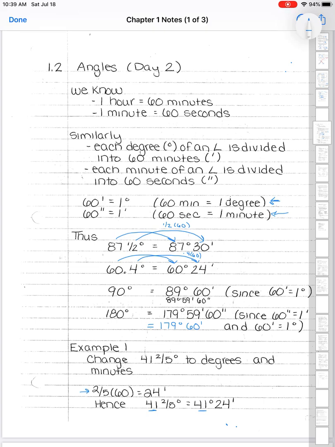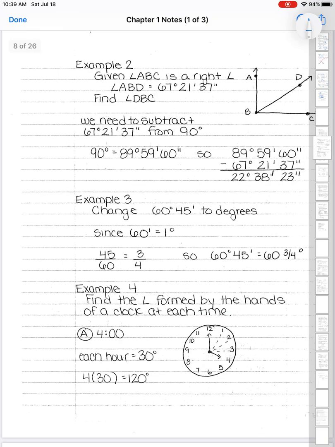So there's a couple of examples we're going to go over here. It says change 41 and 2/5 to degrees and minutes. This is just what we did with the first 2 above. We know the 41 is staying, so that's good. Nothing's happening there. But with the 2/5, we're going to take the 2/5 and multiply it by 60, and that is where the 24 minutes comes from. So 41 and 2/5 degrees is 41 degrees and 24 minutes.